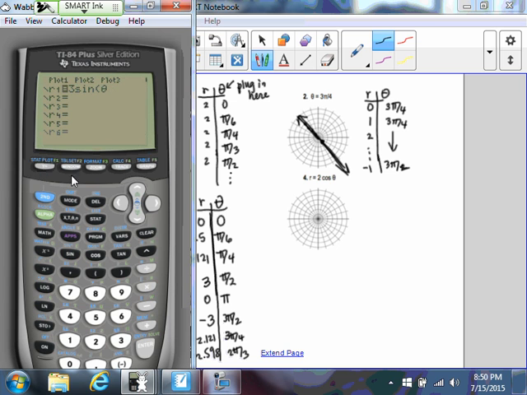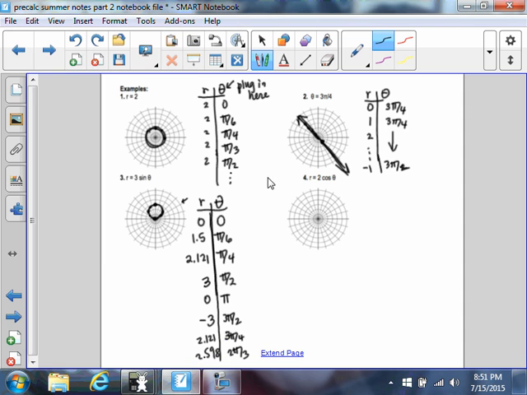So for the next one, we have 2 cosine theta. So we're going to do 2 and then cosine theta. I still have my theta, so I'm going to hit graph. So it looks like it's also a little tiny circle on its side, or off to the right of the pole. So I'm going to do the second table, and I'm going to put in different values. So I've already actually put in these values for you, so I'm going to go ahead and put them on the notes.